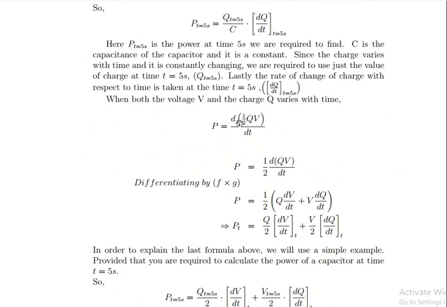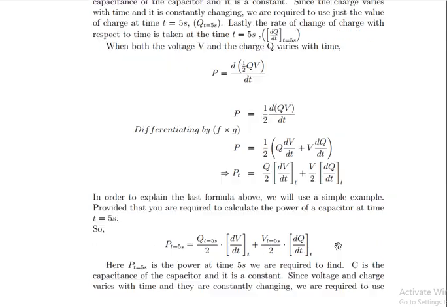the formula of energy as half QV. Now here, as you differentiate, you are differentiating a function times another function. We maintain this one and differentiate the other one. So it's going to be half of Q dV over dt, plus we maintain this one and differentiate the other one, V dQ over dt. So the power at time t is going to be equal to Q over 2 times dV over dt at that time t, where Q is at time t, plus V over 2 times dQ over dt at time t.